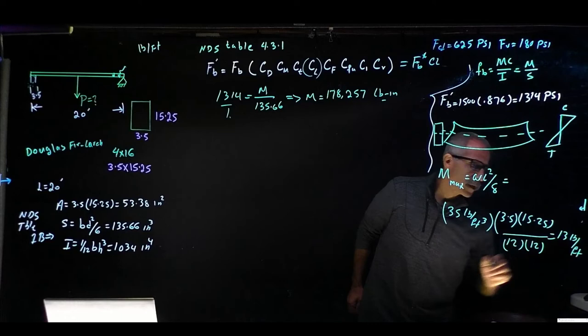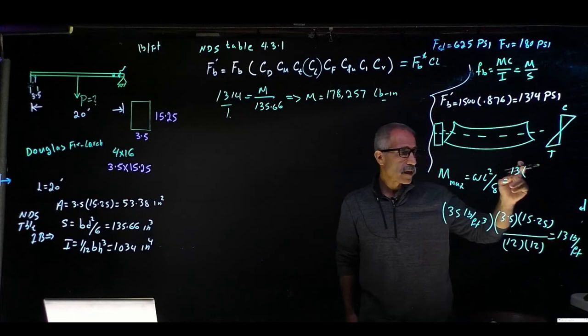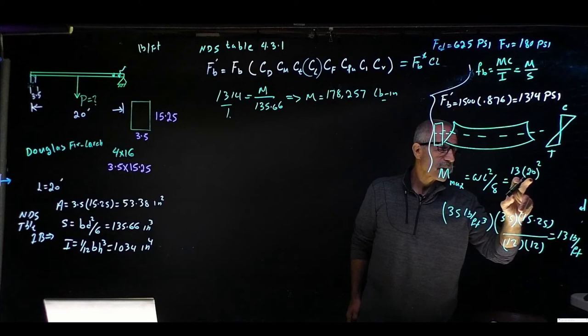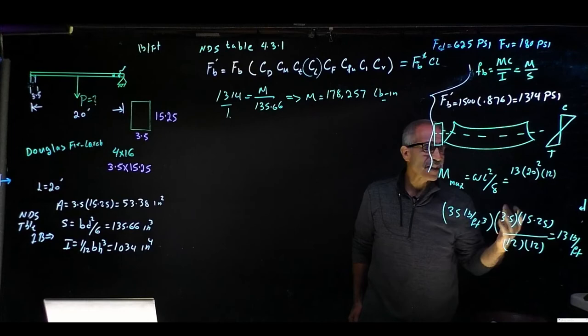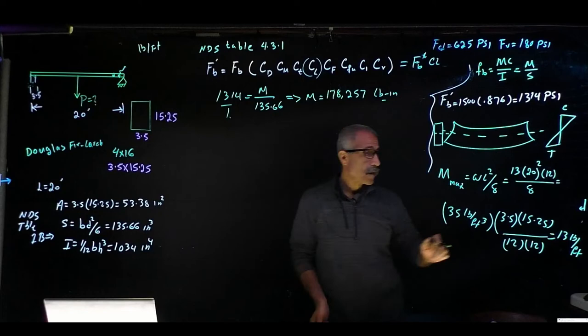So now we have 13 pound per foot, times the length. So now we're going to multiply by the length, which was 20 foot, so 20 foot squared. This is a pound per foot, that's a foot squared. If I multiply by 1/12, it makes it an inch, not by 2/12, because one of the feet cancels out. Do it mathematically. Divide by 8, and that will give me 7,800 inch pound.